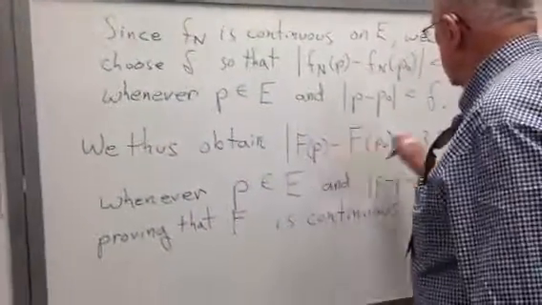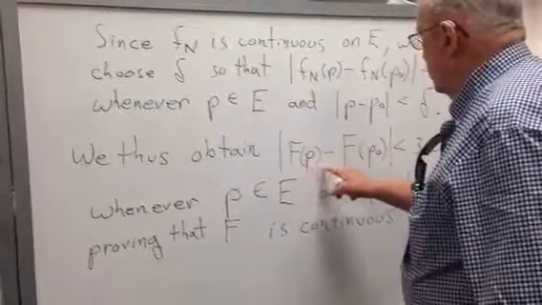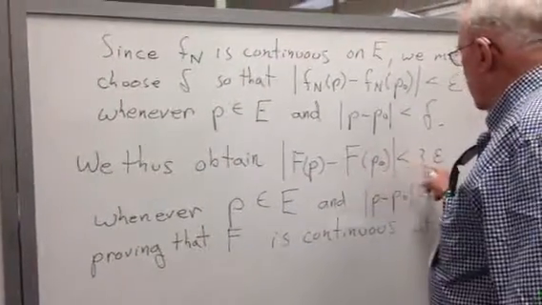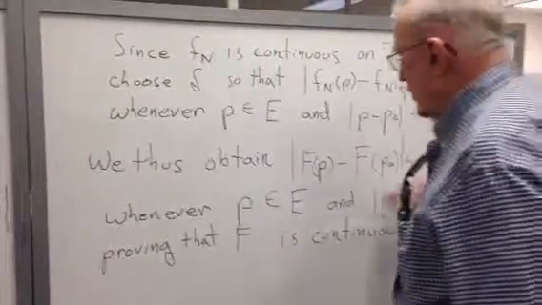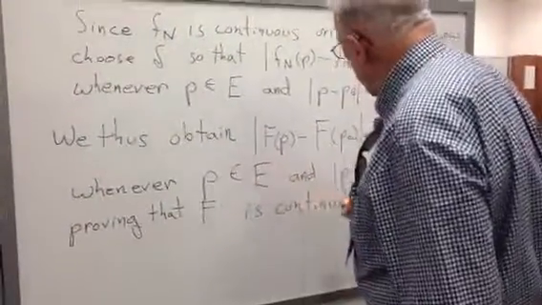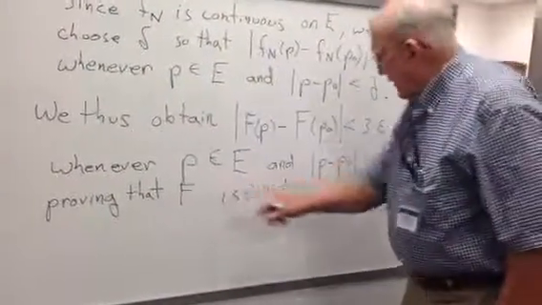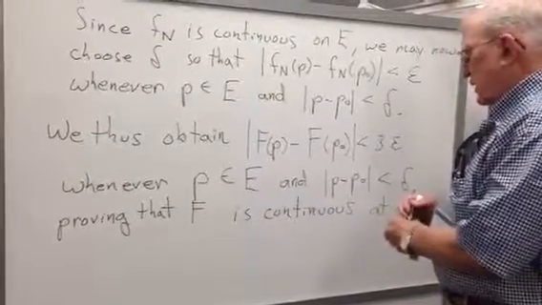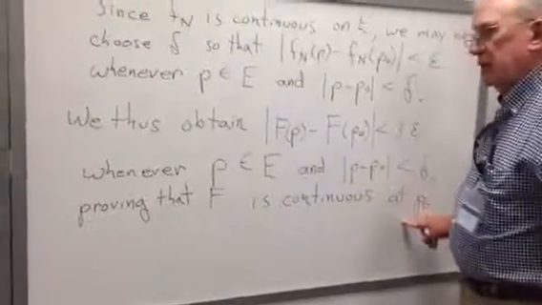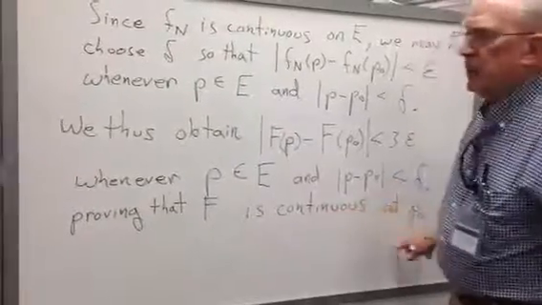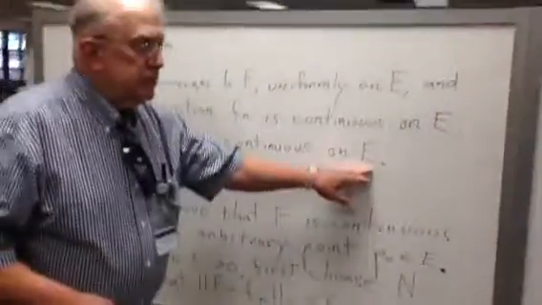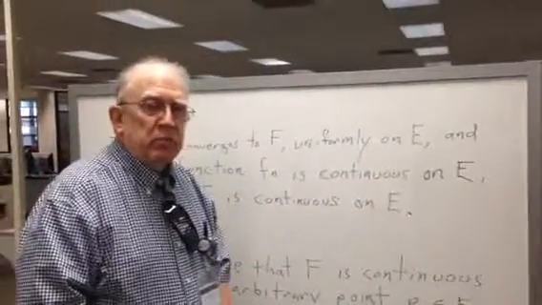So now we can say that this expression, capital F of P minus capital F of P naught, is less than 3 epsilon whenever P belongs to the set E and P minus P naught is less than delta, proving that F is continuous at P naught, and if F is continuous at P naught, then F is continuous on E. And that proves our Theorem 3.